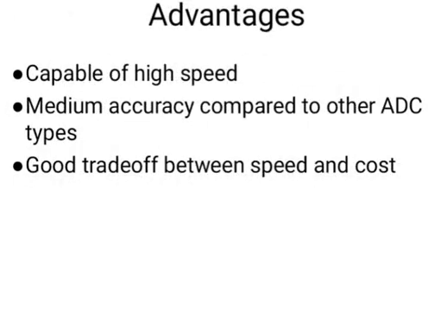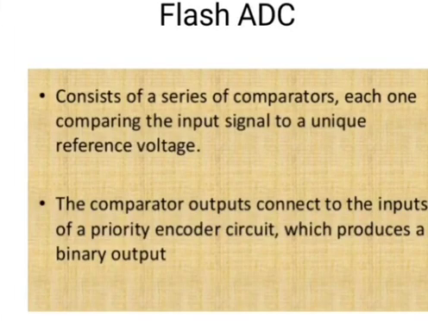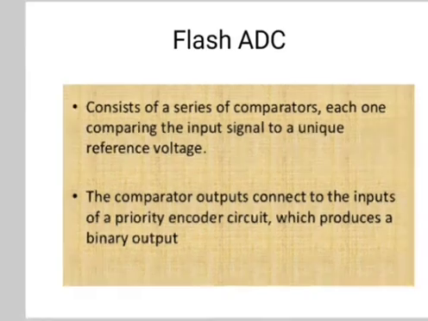Now there are some advantages of this type, that is it is capable of high speed, medium accuracy compared to other ADC types, and a good trade-off between speed and cost. Next are the disadvantages. Higher resolution successive approximation ADC will be slower, and speed is limited to nearly 5 MSPS. Then the second type is flash ADC.